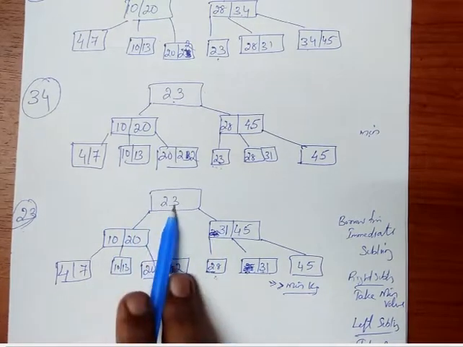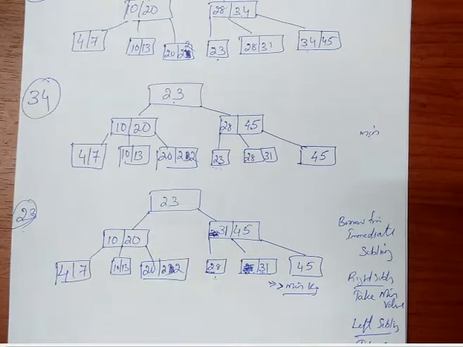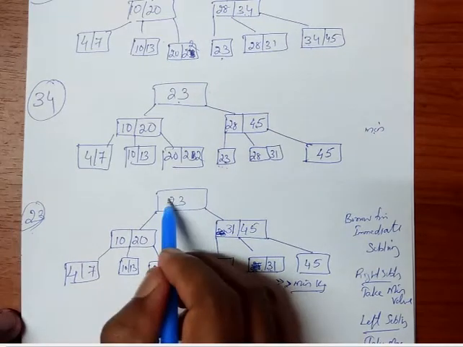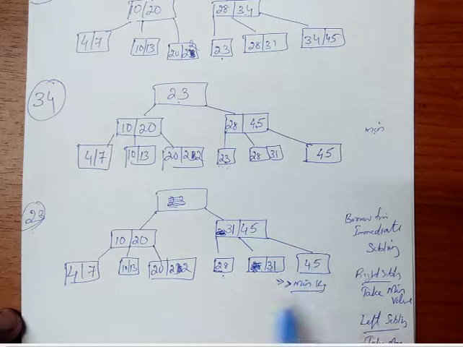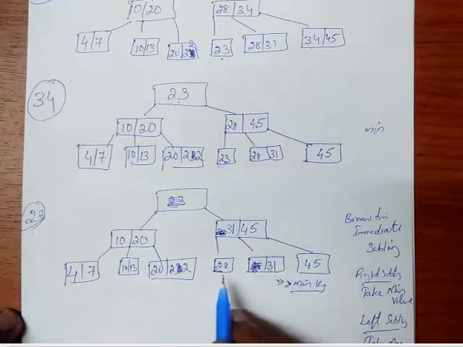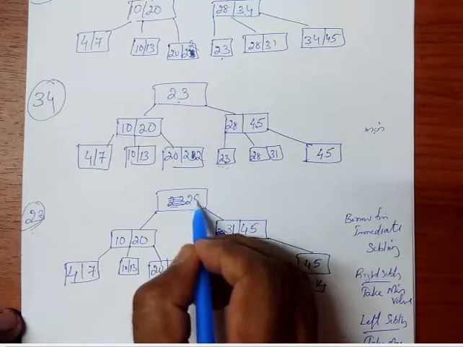So 31 will come in the position of 28. Here we can see that 23 is also present in the root node, so we need to remove 23 from that list. Then the rule is that we have to take the minimum value from the right subtree. So the minimum value is 28, and we place that minimum value in the position of 23.